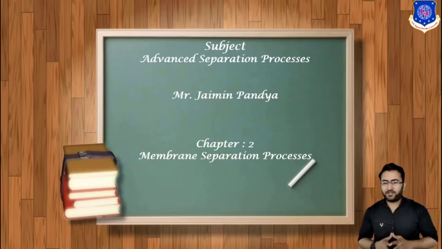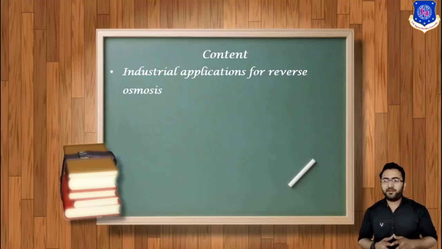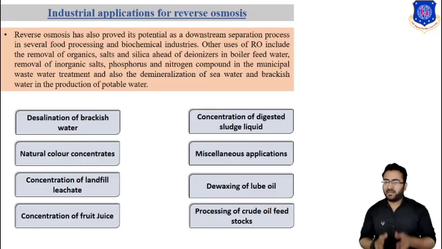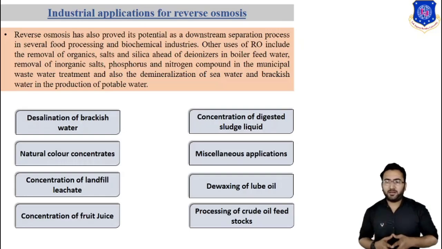So let's continue with chapter number 2, which is membrane separation process. In this lecture, we are going to discuss in detail the various industrial applications of reverse osmosis. Reverse osmosis also shows its potential as a downstream separation process in the food industry and biochemical industry.